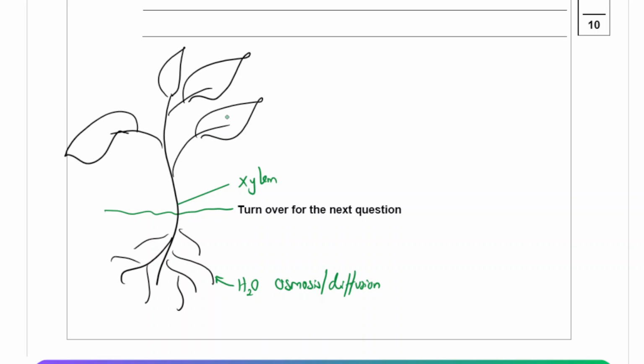It enters the spongy mesophyll layer. From there, it moves into the air spaces and then out of the plant through the stomata, and that's mainly by evaporation and by simple diffusion. And this process is known as transpiration. It's not translocation, it's transpiration.